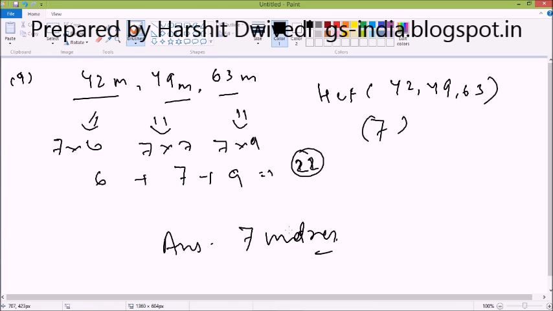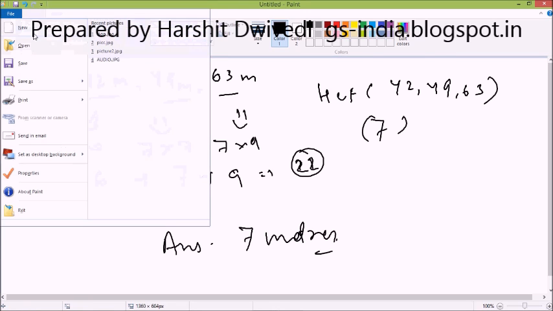And this is your answer. Length of a plank will be 7 meters. Obviously, we have to divide it into equal parts, so we have to find out the HCF. That is that element which divides all the elements exactly, and it is the greatest possible such divisor. Next question.